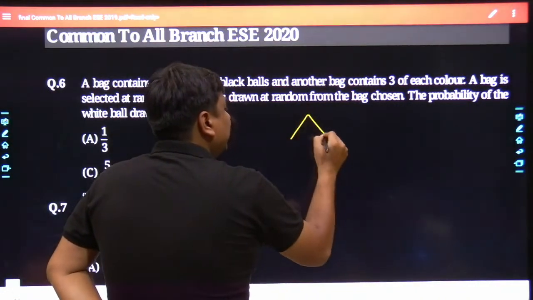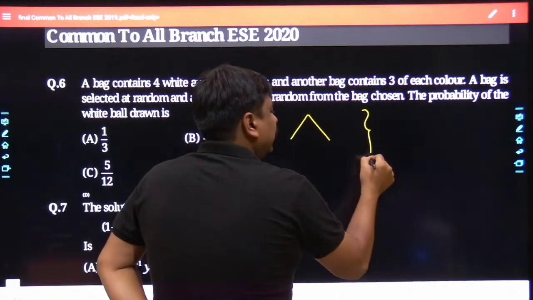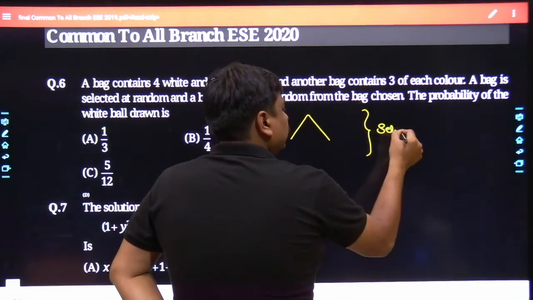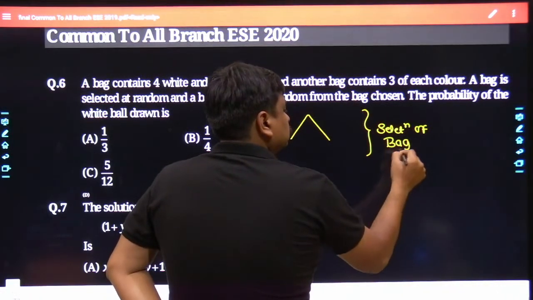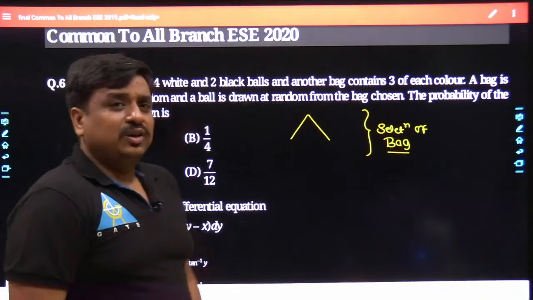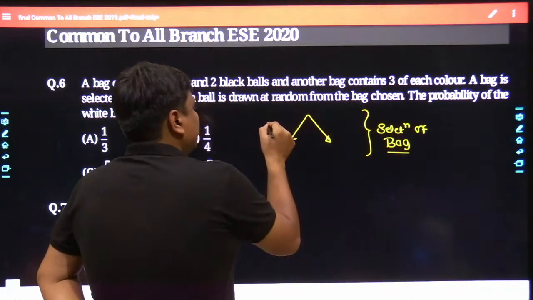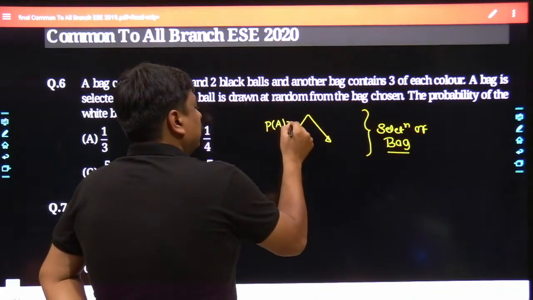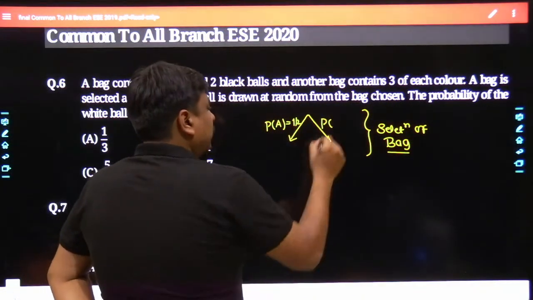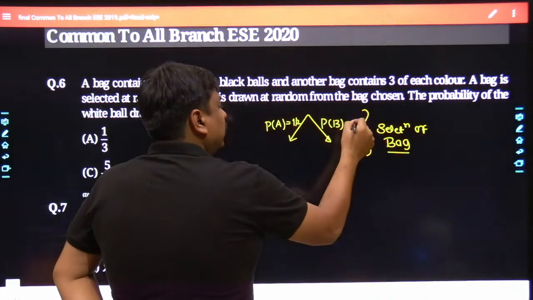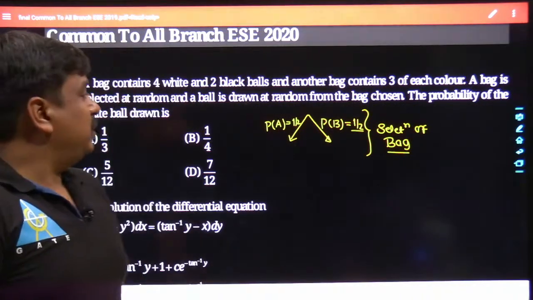At the very beginning, you have to select the bag. Yes, in the first step, you have to select the bag. Selection of bag. How many bags do you have? You have two bags. That means the selection probability of the first bag, which is called A, is half, and the selection probability of the second bag, let's take the second bag as B, is again half. Yes. Probability till this point, each and everyone would be agreeing on.